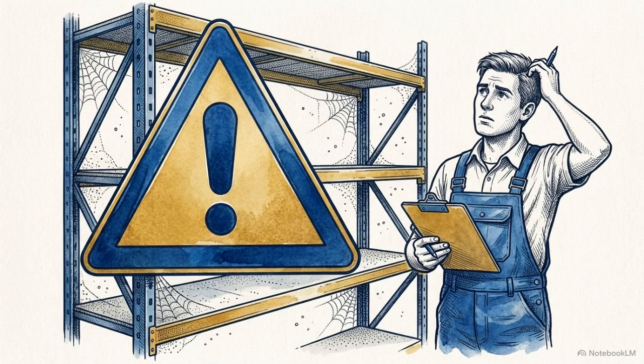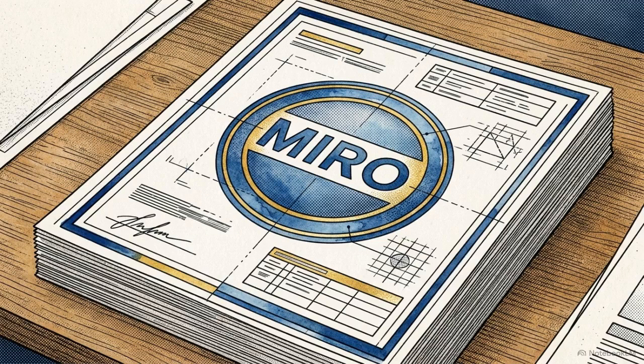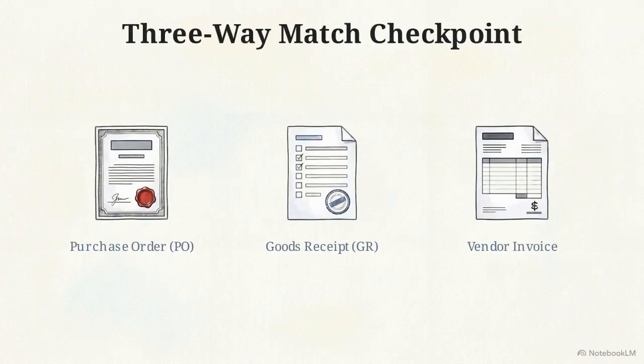Once the physical goods are in the warehouse, the vendor's bill must be processed using transaction code MIRO. SAP uses an automated checkpoint called the three-way match to verify that the bill is accurate before any money is sent. This diagram shows the logic.